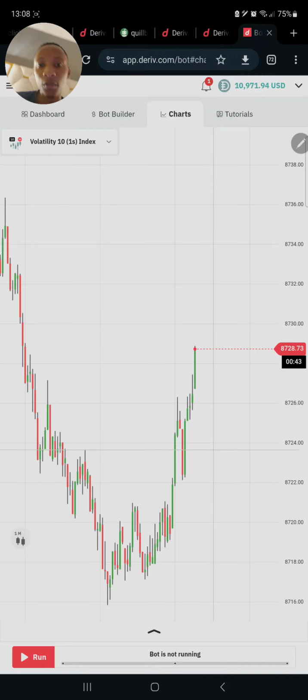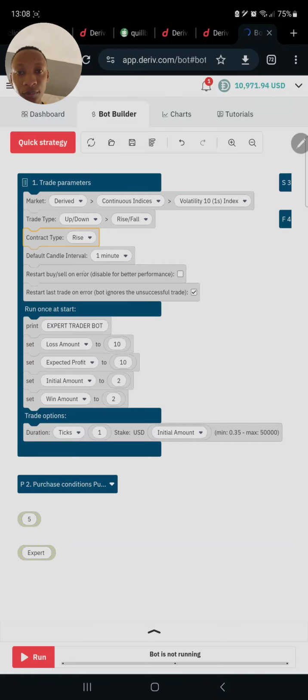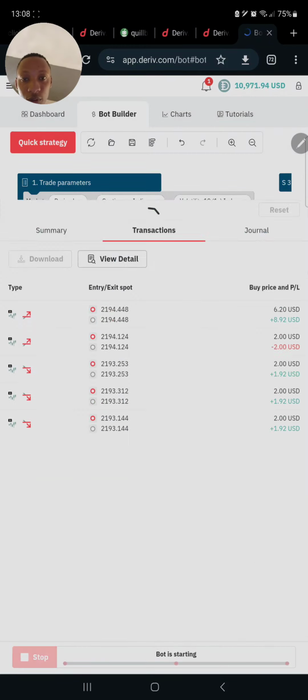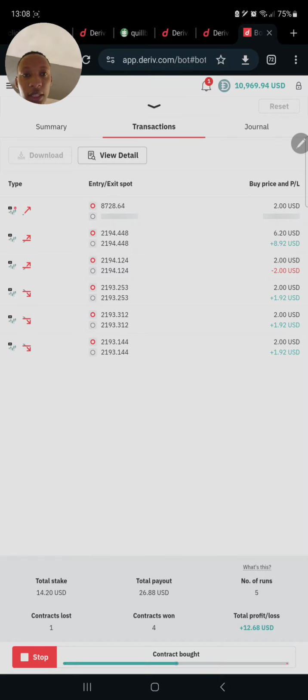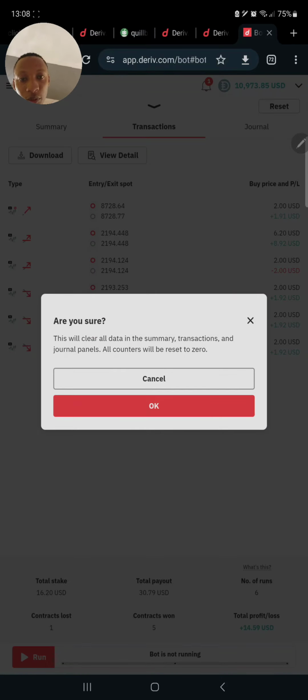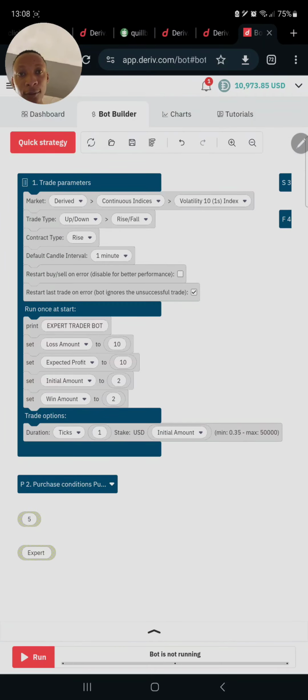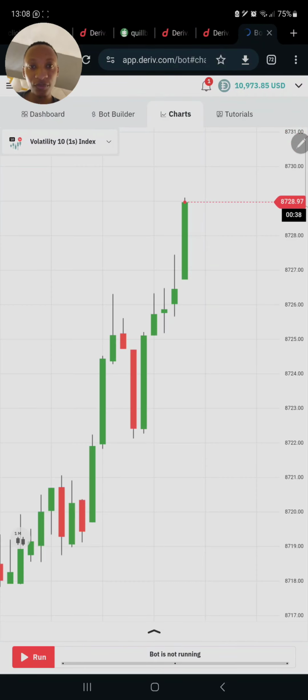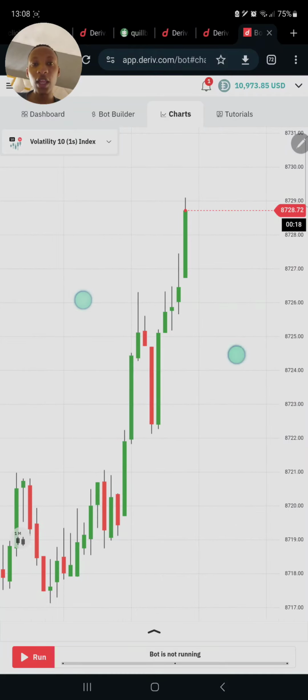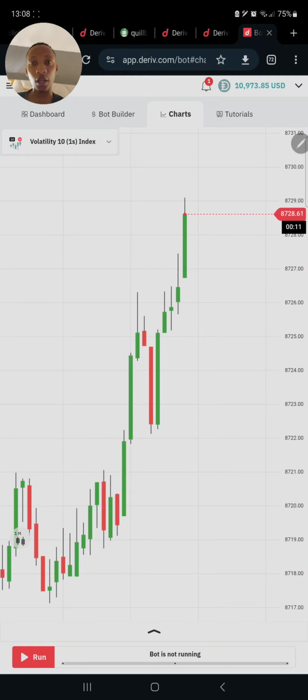So we just begin. Right now the candlestick is rising, so I come on my bot, I enter rise, and I run the robot. Oh, we still had the previous history, so we just got one win. Let me delete that history. So we get back to our chart and wait for the other candlestick to start forming so that we know where we are going to enter, either rising or falling.